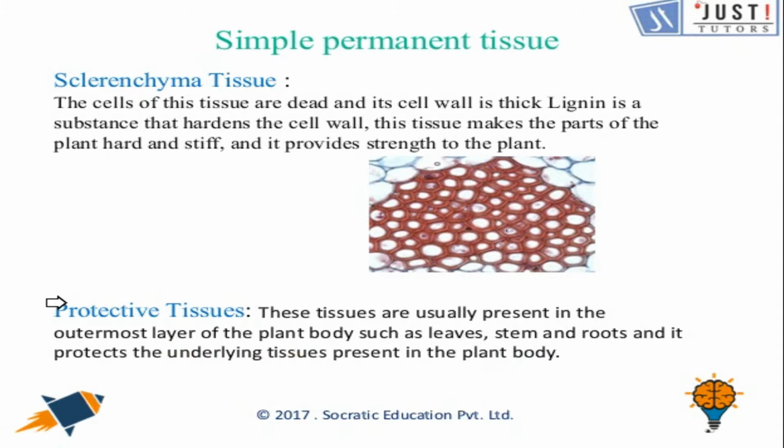Let's move forward. The next one is sclerenchyma. The cells of this tissue are dead and they are devoid of protoplasm. And the next one is protective tissues. These tissues are usually present in the outermost layer of the plant body, such as leaves, stems and roots, and they protect the underlying tissues present in the plant body.